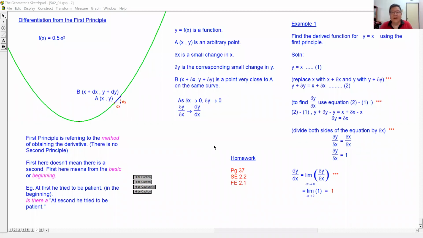Okay, come back to this example here. Okay, so now the function I gave in the first example is very simple. It's very simple: y equals x. But the function that we are going to encounter later on is more complicated. So creating this x plus delta x and y plus delta y is more difficult.